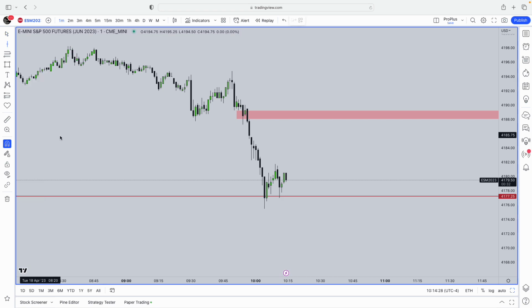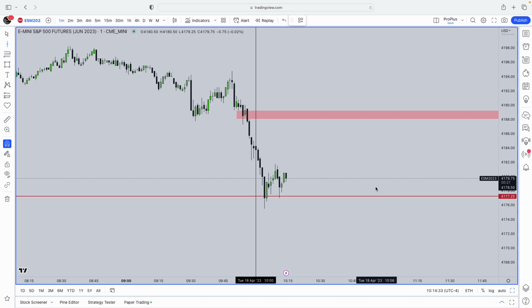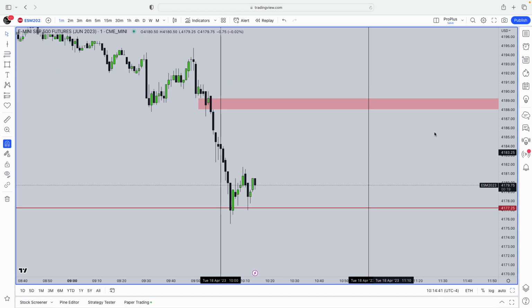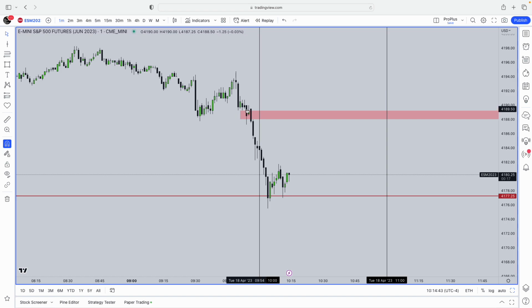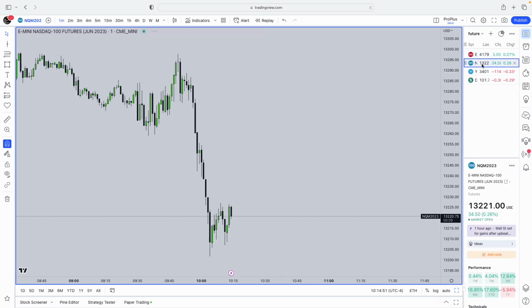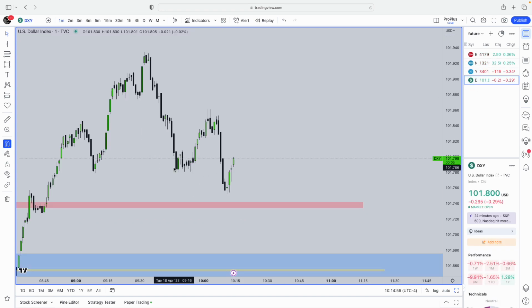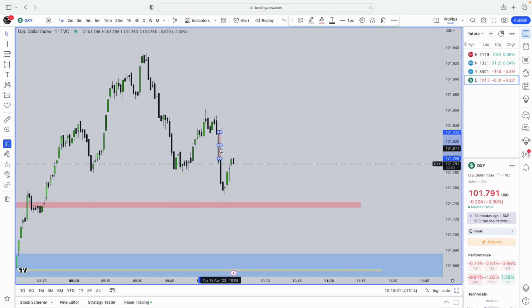Mark out the times. So that's 10 AM to 11 AM. So you want to just see the fair value gap and the draw on liquidity. So yeah, let's just be patient. Let's take a look. So the dollar pulled lower. Let's have a look how it reacts to this fair value gap here. Let's tap into it.